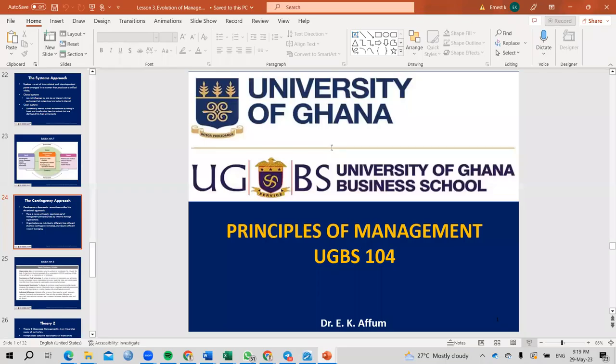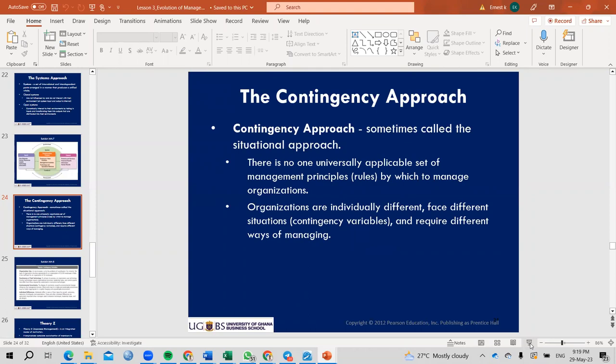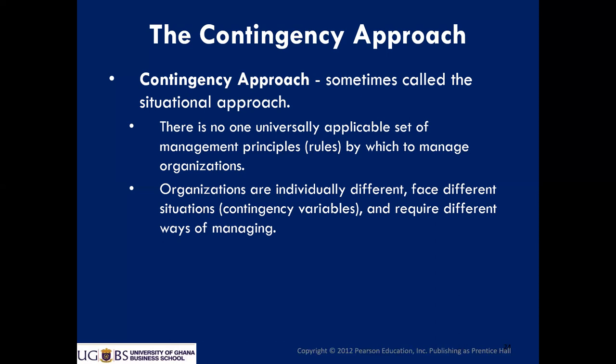So if we want to implement a certain management, is there a universally accepted set of management principles that goes for all? The point is that organizations are individually different. They face different situations, which we call contingency variables, and they require different ways of managing them. So that is what the contingency approach to management seeks to espouse.